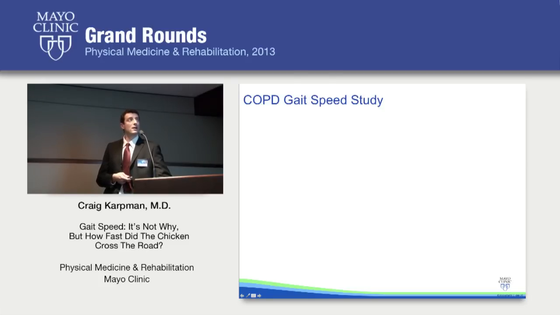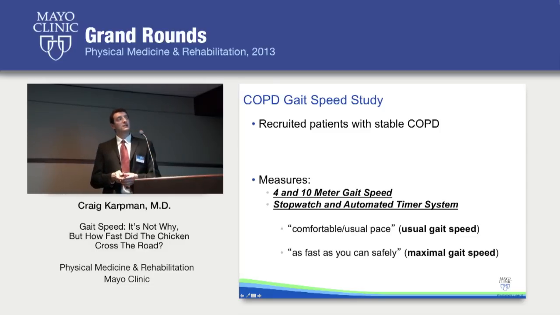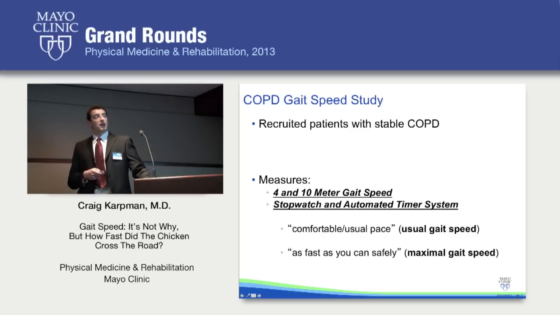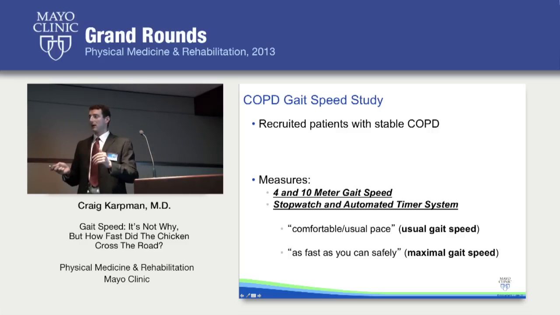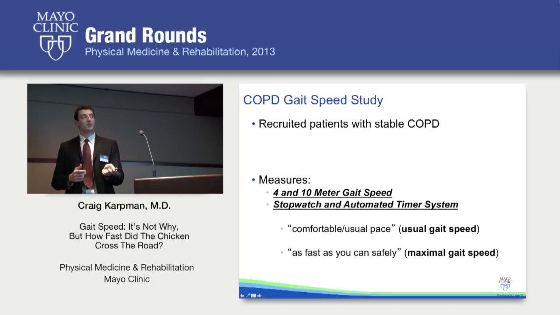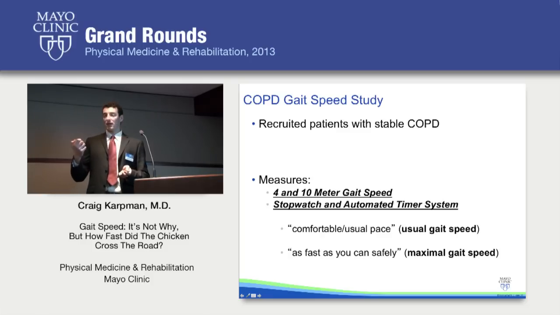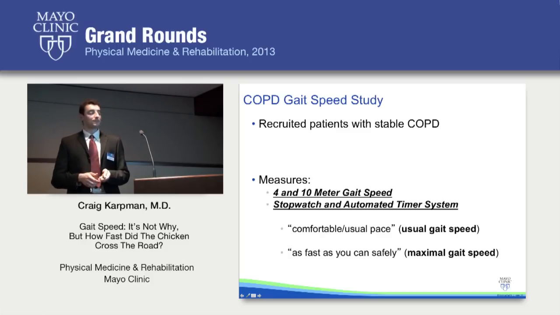We started off by selecting patients out of our pulmonary function lab or out of our clinic with stable COPD. And we measured several factors. I'm just going to concentrate on the key ones. We had all the patients perform a 4-meter and a 10-meter gait speed walk at 2 different paces. First, they did it at a usual speed and then also at a maximal speed. So once we had them walk through at a comfortable natural pace, and then we had another two runs with as fast as you can safely pace. And each time was measured with both handheld stopwatch that I used or our automated timer system.